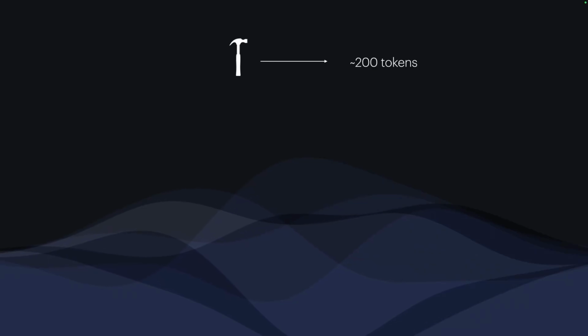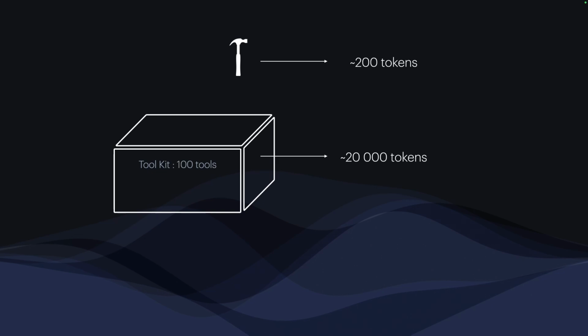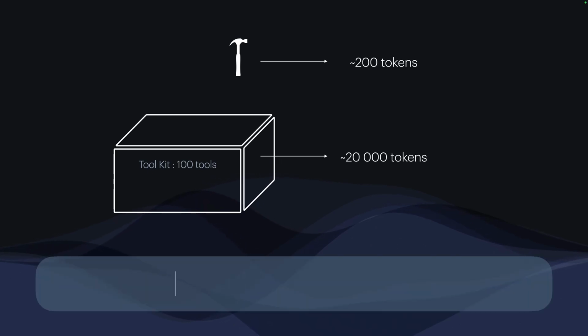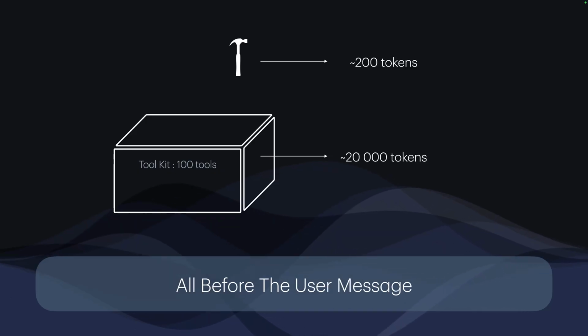Say, for example, a tool has approximately 200 tokens and we have a toolkit which has 100 tools. Just by using the 100 tools, we will have 20,000 tokens. And all this is even before the LLM sees the first message. So this is a huge amount that we need to pay, especially when we consider that not every tool is necessary for the given session. So what do we do?